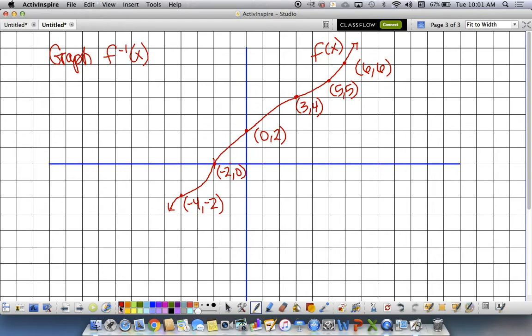Every point has a graphed reflection across y equals x, or simply the x becomes the y and the y becomes the x. That's what reflecting across y equals x means. All right, so let's graph f inverse. I'm starting at the bottom left. If you have the point (-4, -2), where would you go if you're switching the x and the y? You would go to (-2, -4).